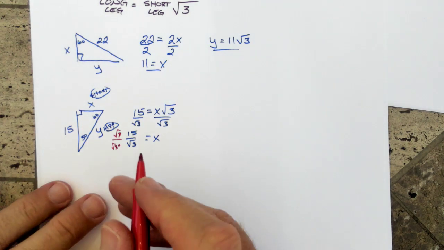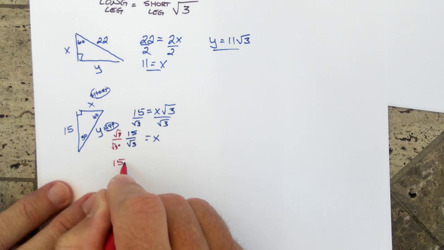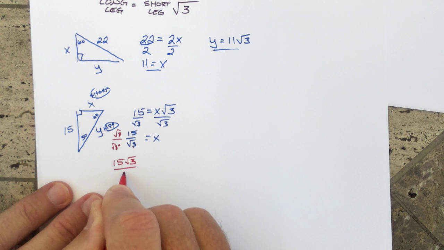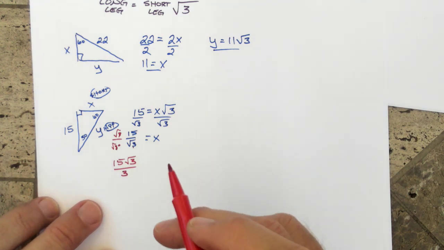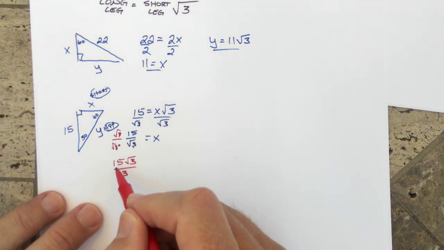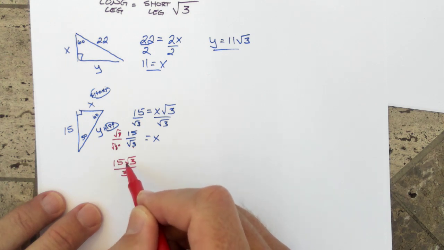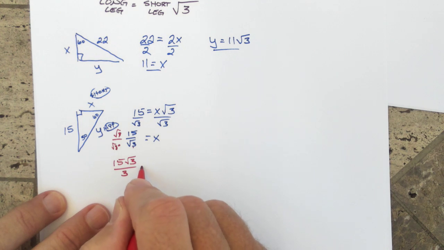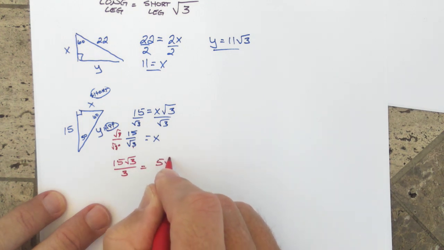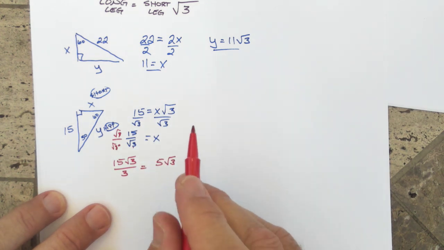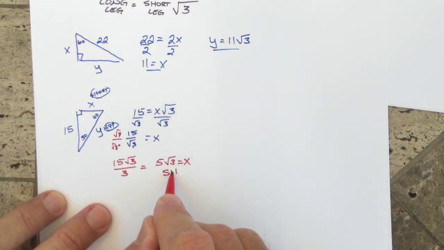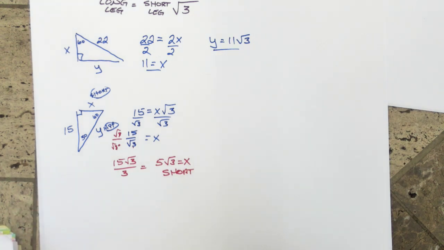What's that give us? 15 radical 3 over square root of 3 times the square root of 3 is 3. We are not done, my friends. Outside the radical, it's really a 15 times something, 3. Since it's multiplication up here, we can reduce. Divide by 3. We get 5 radical 3 for x. What is x? The short leg.